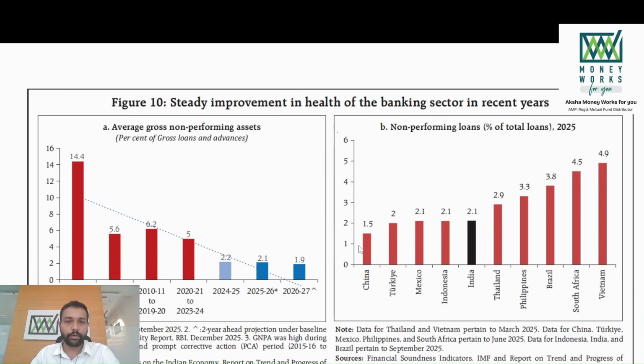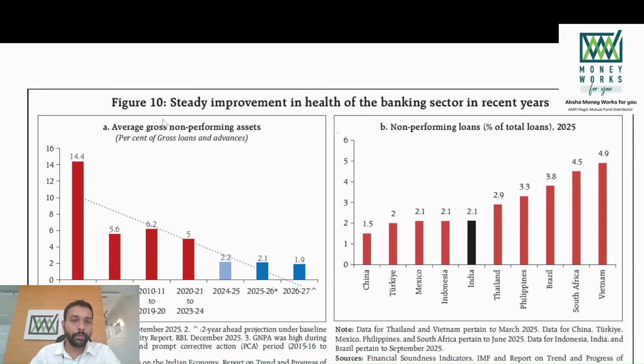This is the banking sector information. This is the non-performing loan data, the share of total loans. India has about 2.1% non-performing loans, and there is the data over here. China is 1.5, so non-performing loans are lower for China, while for Taiwan, Brazil and South Africa it is quite a bit different, at 2.9% non-performing loans.